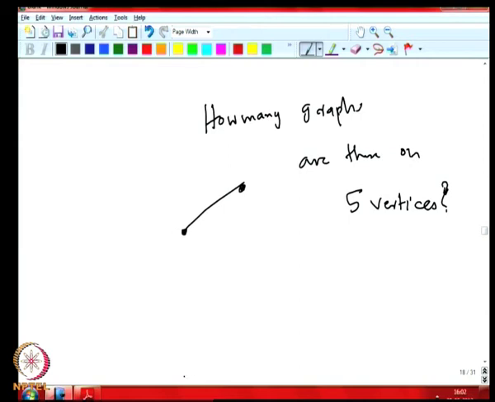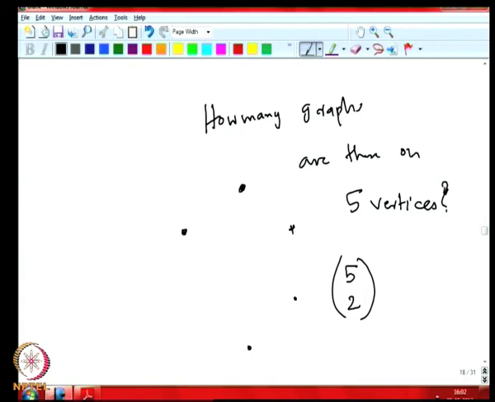Now how many graphs can be there? It is a simple combinatorial problem. There are 5 vertices, how many edges are possible is what you should ask. Definitely there are 5 choose 2 edges possible, because any pair can define an edge. There can be an edge or may not be an edge.